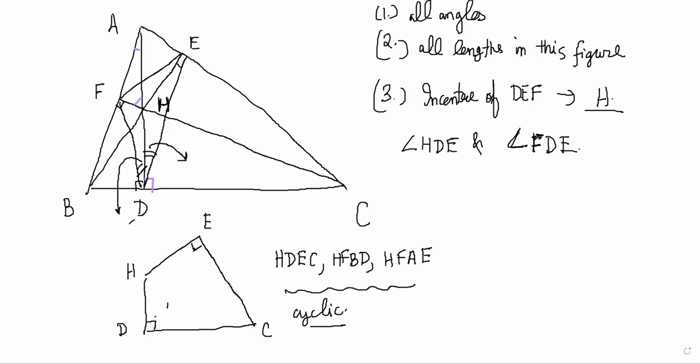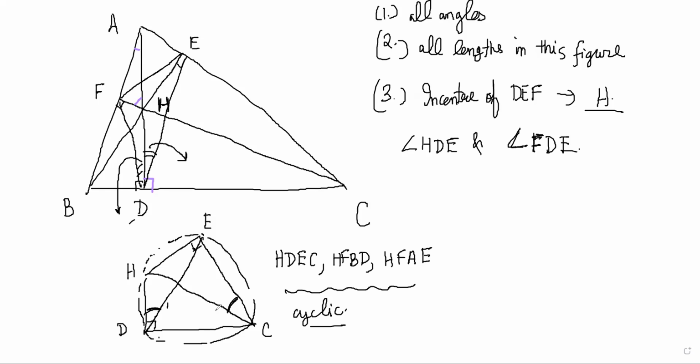So suppose now focus on HDCE. If this is cyclic, then there must be a circle that passes through these 4 points, right? Because the circle is passing through these four points, HE becomes a chord, right? HE is a chord and C is a point on the circumference. Similarly, the same chord will subtend equal angle here, right?